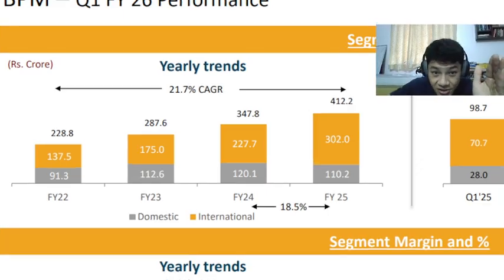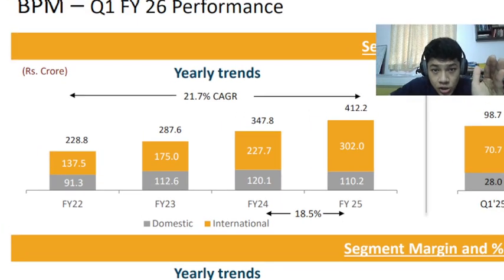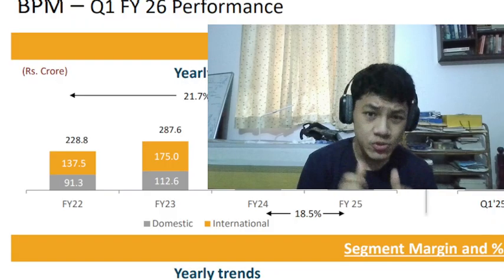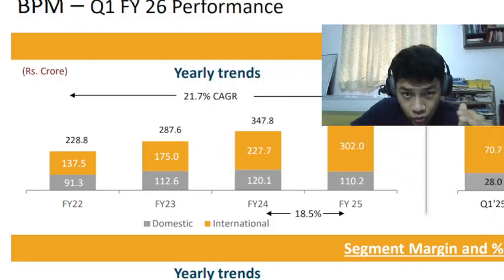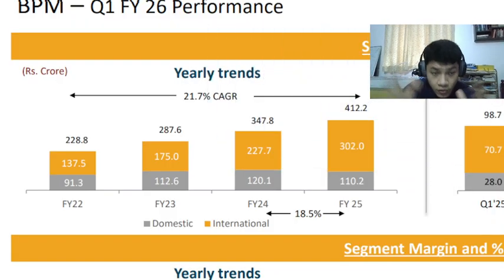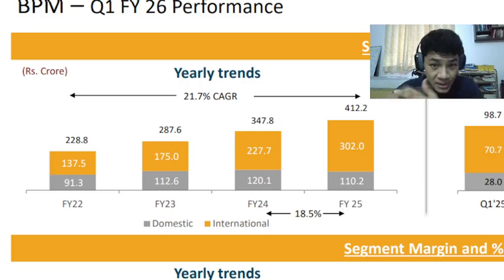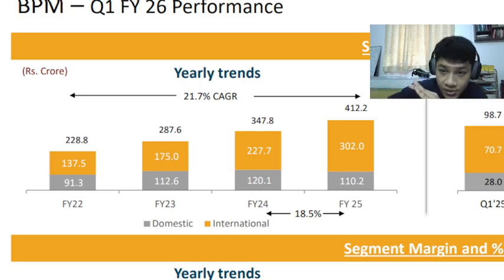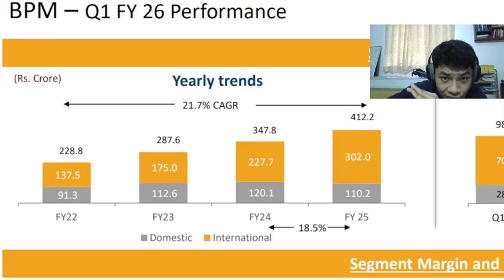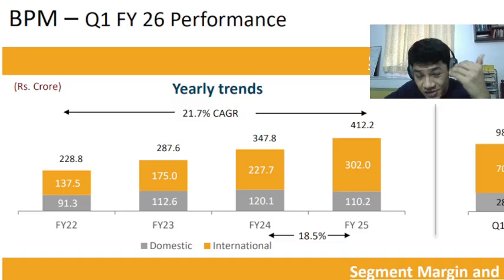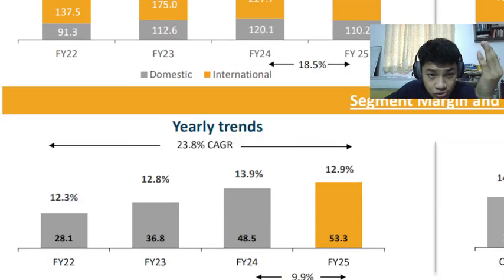Sorry, yeah. 300 crores came from international. So out of the 540 something crores of revenue in fiscal year 2025, 300 crores were from the business process management international division. So for BPM, the majority of revenue comes from international. And for the last 3 years, it has seen a compounded growth rate of 21.7%. All right. So a lot of revenue coming from international.